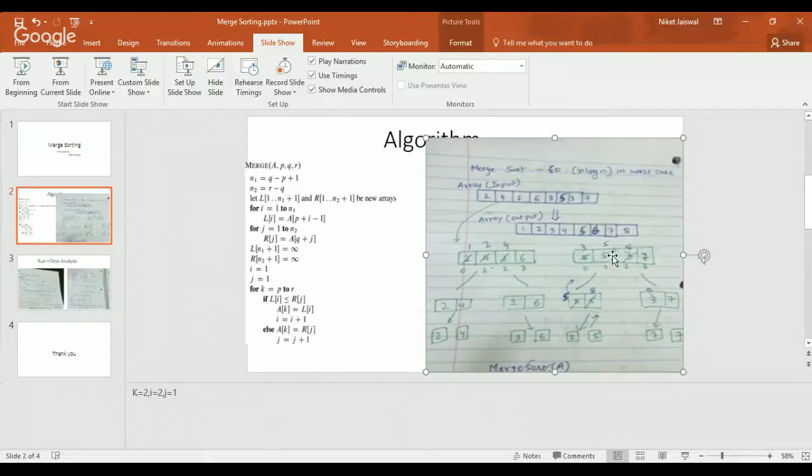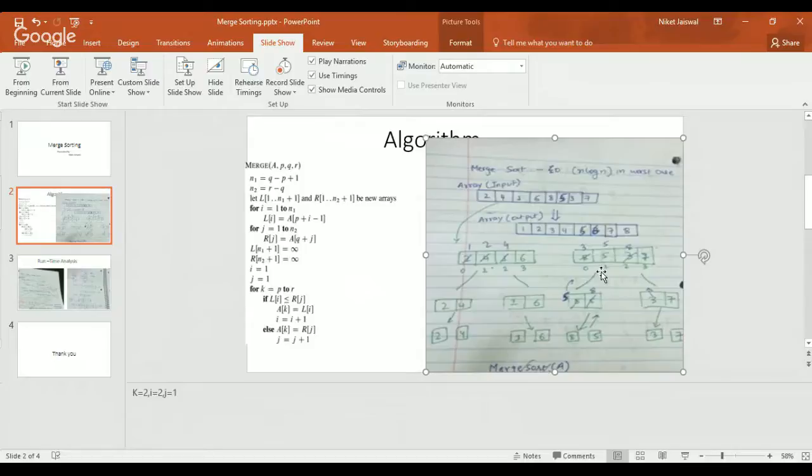So now i is 3, j is 2. Is 4 less than 5? Yes. Now i would be 4 and j would be 2. So we have 1, 2, 3, 4. Now is 6 less than 5? No. Now j would be 2, correct?